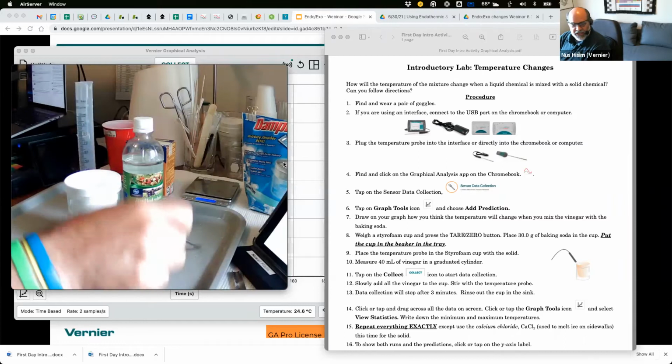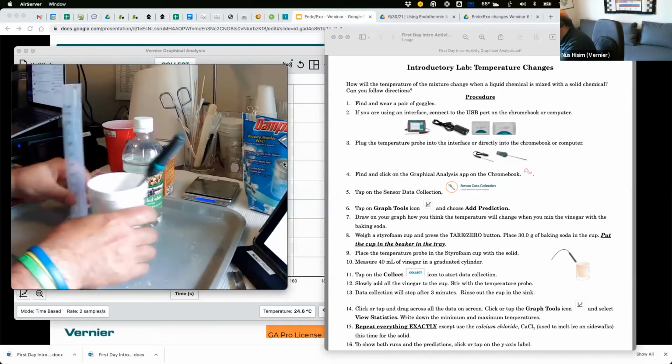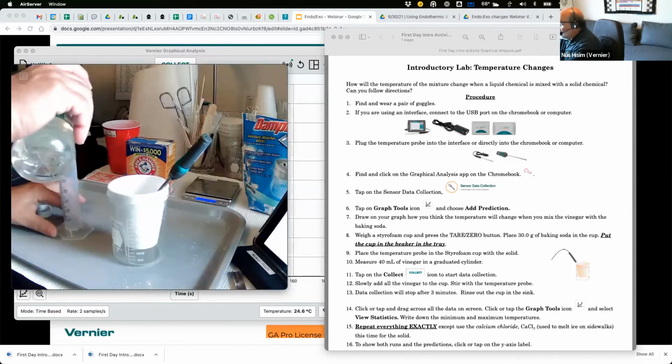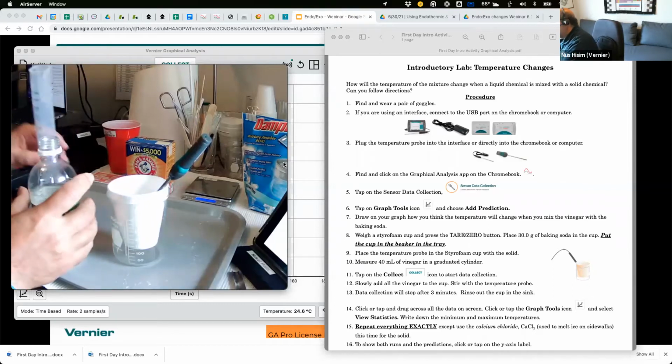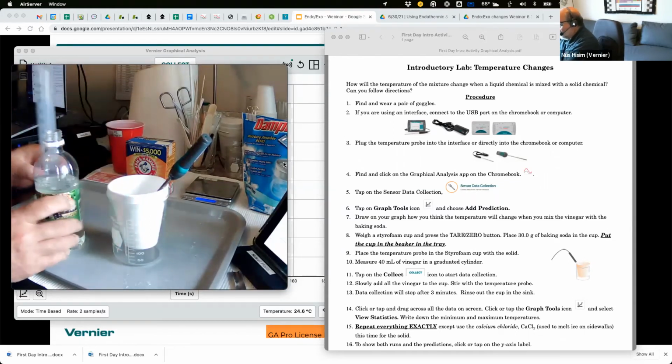Let's see. It says place the temperature probe in the styrofoam cup. Done. Measure 40 milliliters. Look, they're using a graduated cylinder. They may not know, it depends on where they are, if it's a first year, ninth grade class, or could you do this with a middle school group? I did not do this with AP Chem. I mean, with them, we did do a first day activity, but it was not this one.